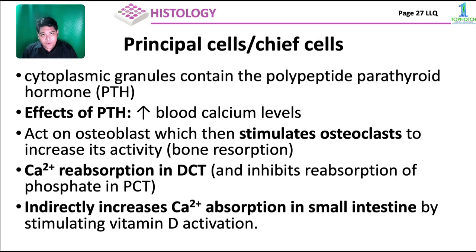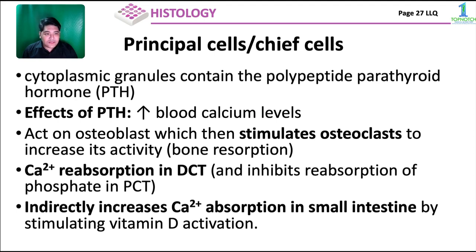So remember the effects of your PTH, diba? It increases your blood calcium levels. Contradictory to that is your parafollicular or C cells, which secrete calcitonin, tones down naman your calcium level. Now, it also acts on your osteoblasts, which then stimulates osteoclasts to increase their activity. Kaya bone resorption, nafe-free yung calcium. It increases calcium reabsorption in the distal convoluted tubules, no, and inhibits the reabsorption naman of phosphate in the proximal convoluted tubule in the kidneys. It indirectly increases the calcium absorption in the small intestine by stimulating your vitamin D action.